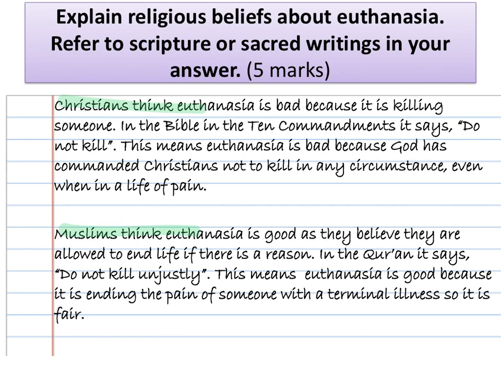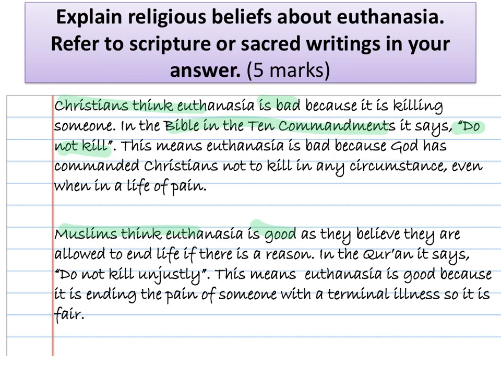We've got at the beginning of it, Christians think and Muslims think. We're then saying whether euthanasia is good or bad right at the beginning, so we're going to follow on from whatever we're saying at the start throughout the rest of the paragraph. Our point is clear, and then we go on to our evidence.